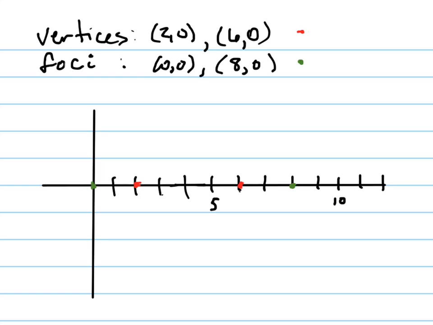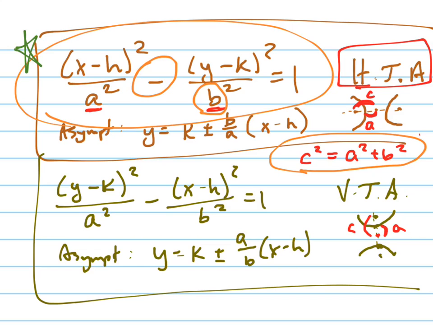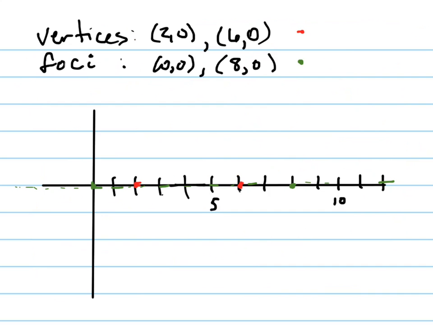So notice that they're giving me that my transverse axis is going to be horizontal again. So again, it's going to be this equation right here, the horizontal transverse axis. Notice that they've given me essentially the center. Where's the center point going to be? I'll make this blue. It's going to be right in the middle here, at (4, 0). Yes, (4, 0) is my center. So that's my H and my K in this equation.